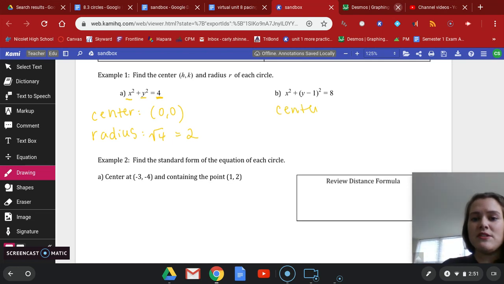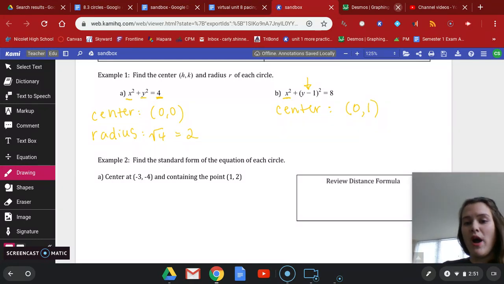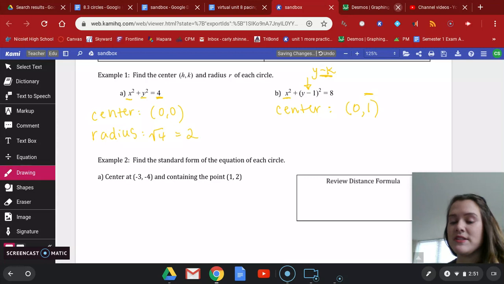What would be my center? Nothing is being added or subtracted to x. And then it looks like I'm subtracting 1 from y. So my center would be 0, 1. Because remember, it's y minus k. So a minus actually means it's a positive 1. If it's a y plus k, then that means it's negative. So it's an opposite relationship there.